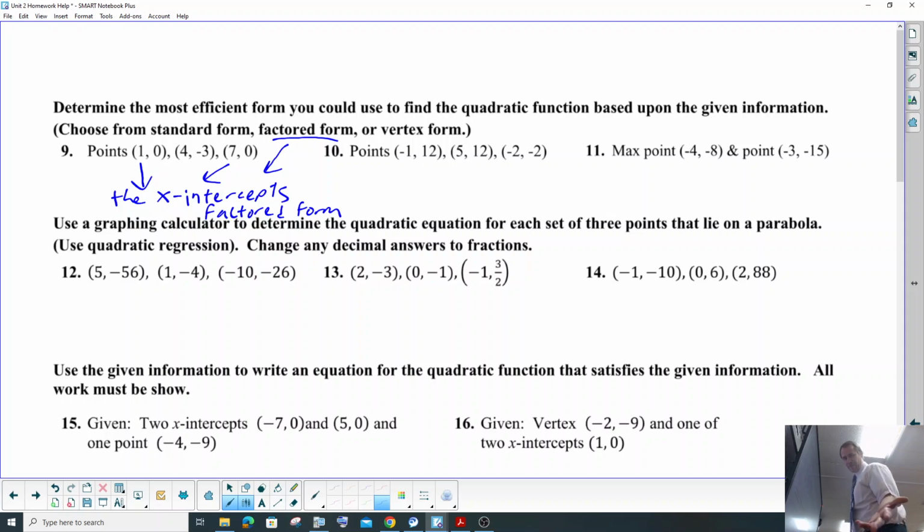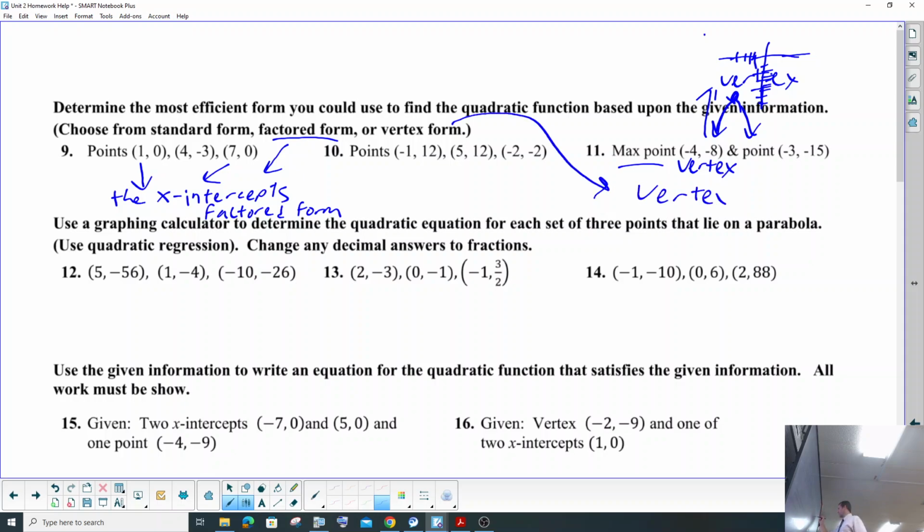I'll let you guess at what number 10 might be. And then number 11, we have the maximum point. And so a maximum point would be the, what's that called? It's actually down here at 1, 2, 3, 4, 1, 2, 3, 4, 5, 6, 7, 8. So that's a maximum, because it's going downwards. You get the idea. And so what is that called? If you have a maximum point, that's called the vertex. So a maximum point is actually the vertex, so then you would use the vertex form. And if you have 3 random points, then that would just be the standard form.